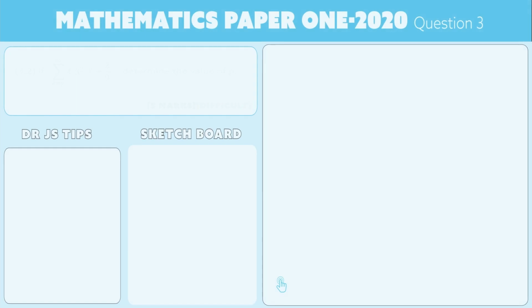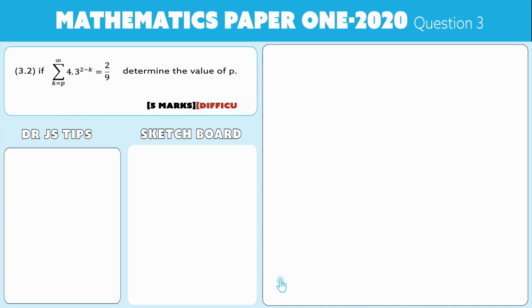Our second part of this question says we've got to use the very same sequence, but now look at the way they ask the question. Let's read the question. If this series, now the series is the same, but this time they give us a value. Now remember, we'll talk about that just now. They want us to find the value of P. So in other words, where is P?